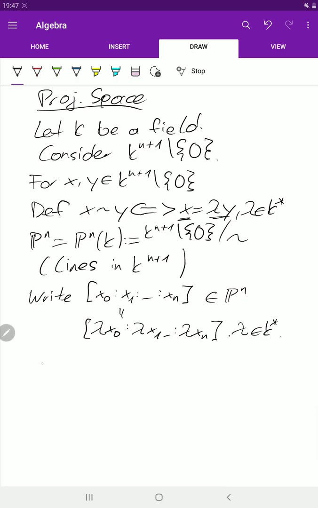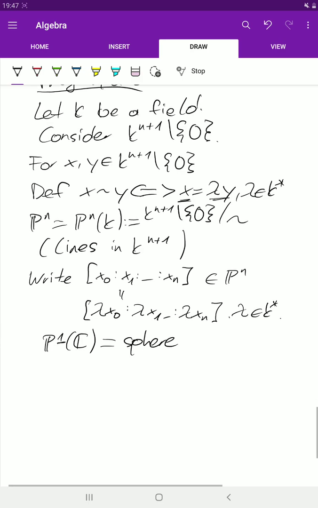So for instance, P1 of C would be the Riemann sphere. So that's a sphere. That's two-dimensional, but well, one-dimensional as a complex manifold. So also this n makes sense. So that's the dimension.